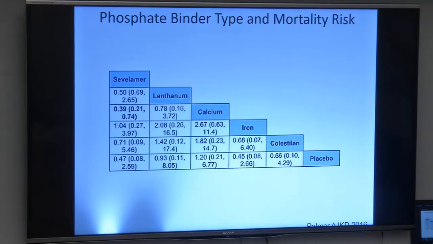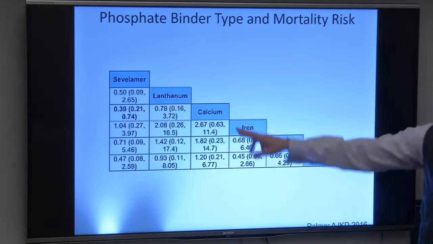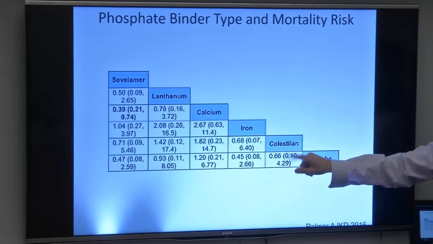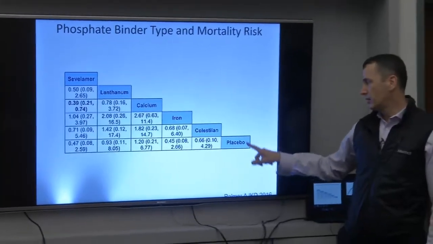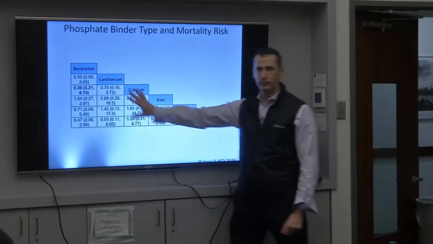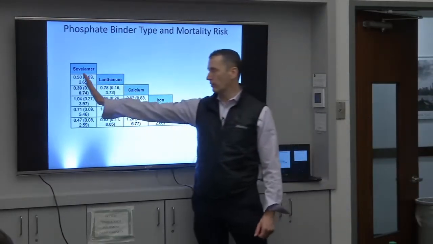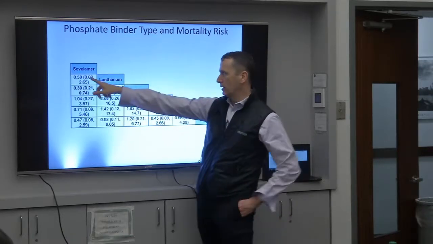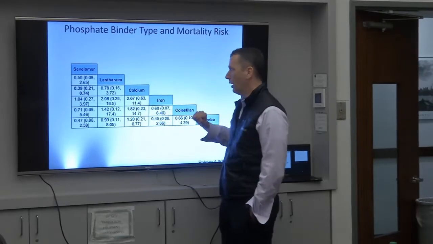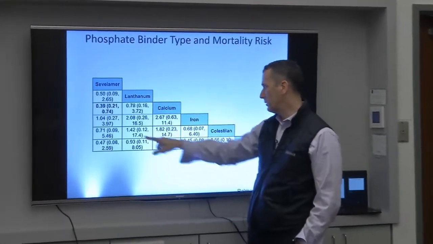involved maybe about 80,000 patients over multiple dialysis centers, multiple data sets. And they compared sevelamer, lanthanum, calcium. There's a new iron-based phosphate binder that just came to market. There's another one based on cholestyramine, and then of course placebo. And this complicated little graph, you basically read it going from left to right. So in the first box here, you're comparing sevelamer to lanthanum, sevelamer to calcium, and then so forth.